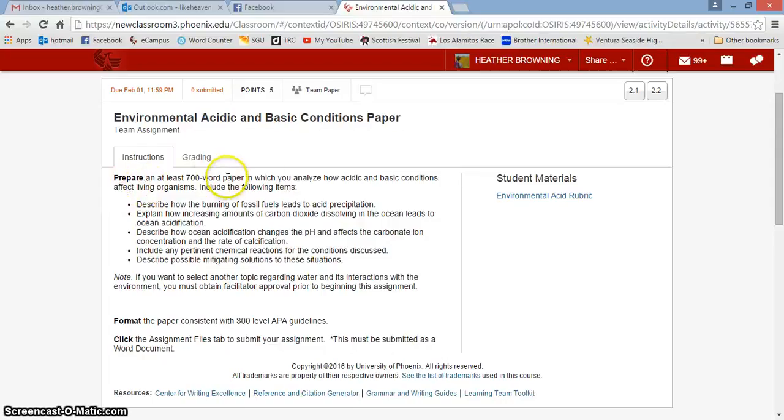So you're going to be preparing at least a 700-word paper in which you analyze the acidic and basic conditions that affect living organisms. Describe how the burning of fossil fuels leads to acid precipitation. Explain how increasing amounts of carbon dioxide dissolving in the ocean leads to ocean acidification. Describe how ocean acidification changes the pH and affects the carbonate ion concentration and rate of calcification. Include the pertinent chemical reactions for conditions discussed. Describe possible mitigating solutions for these situations.